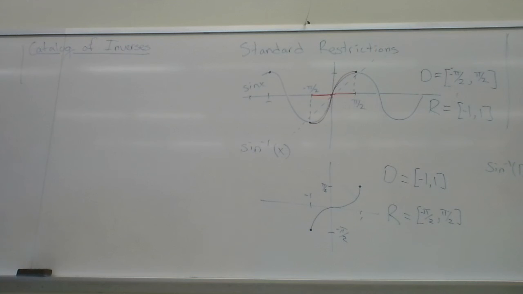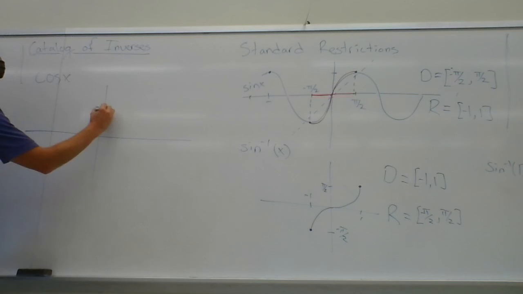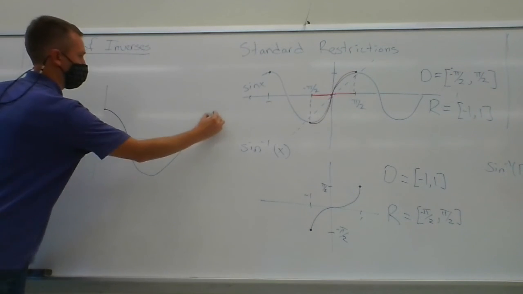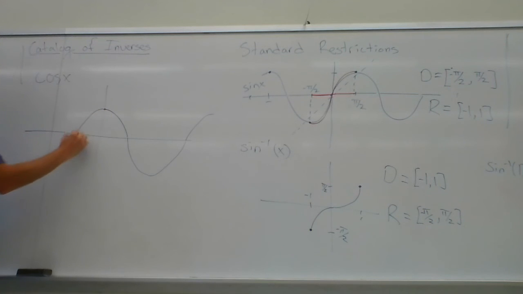11 minutes left. So if I can graph cosine of x the first time around, this won't take very long. It's not the best graph, but you get the idea. Okay.